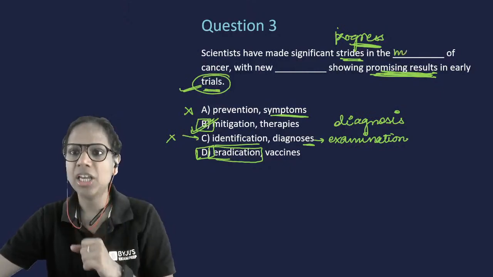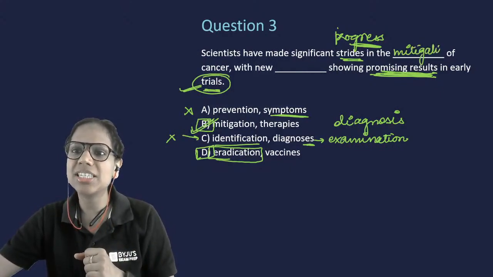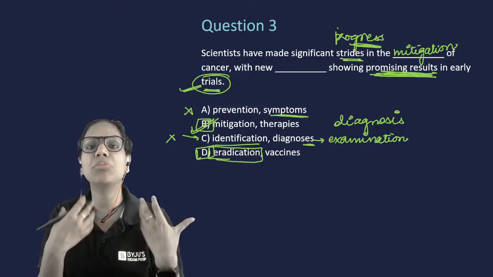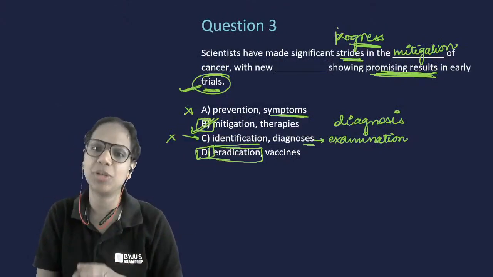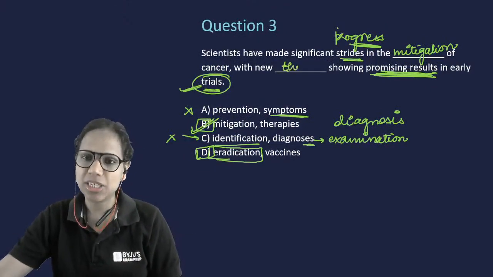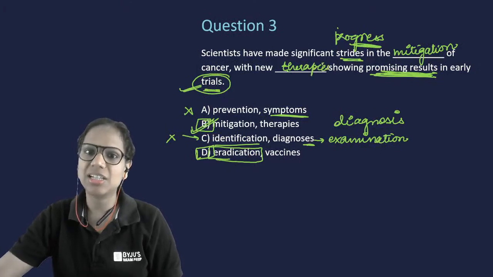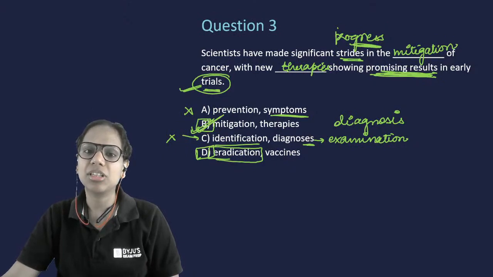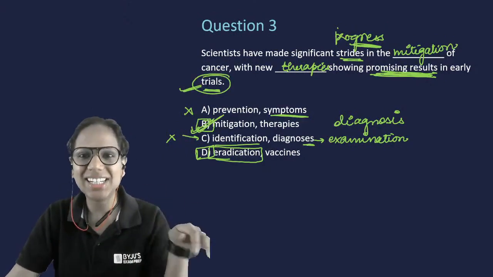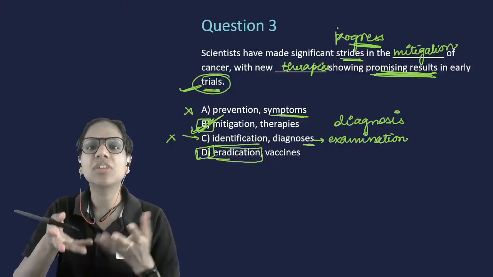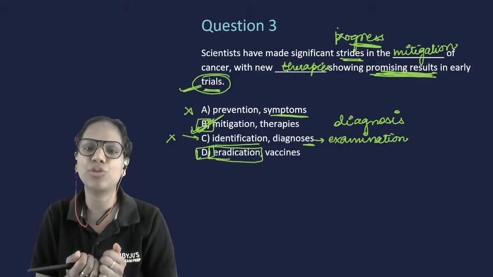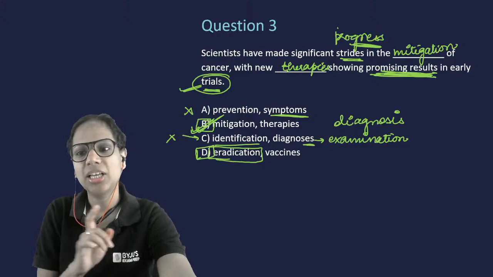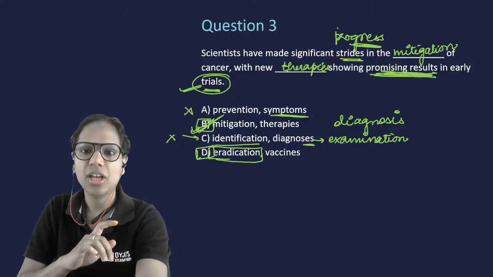However, if you look at this, progress in what? What is it that we are trying to do? We are trying to find a cure. We are trying to make it less painful for the patient, less severe for the patient, right? So with new therapies showing promising results in early trials, B is a better answer. Because the effort so far has not been to eradicate it completely. The effort has been to find a cure. The effort has been to make it less painful for a patient. That's why it is going to be B Bangalore and not D Delhi. Does it make sense? If not, we can argue.